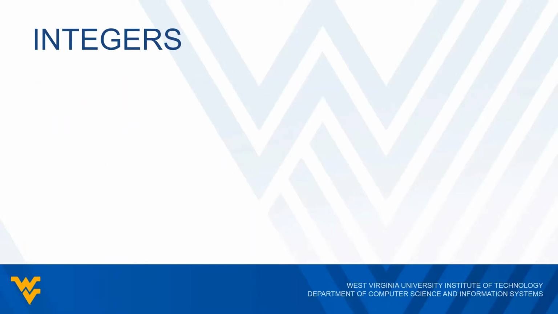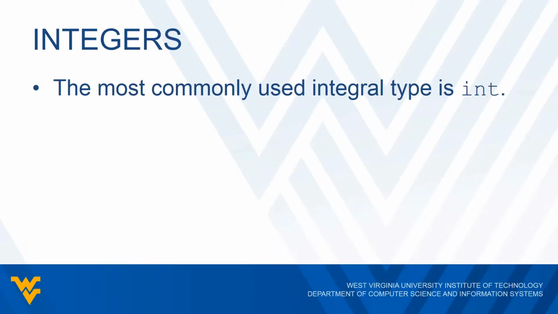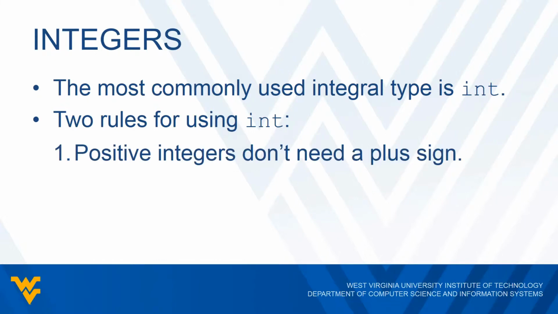So as we said, the most commonly used integral data type is going to be the int. Now, if we're going to use it, there are 2 rules that we have to remember. The first rule is that positive integers don't need a plus sign. You can put it in there, but it doesn't do you any good. If you want a negative value, you must put a negative sign in front of it. But for positive values, you do not have to include a plus sign in front of it.